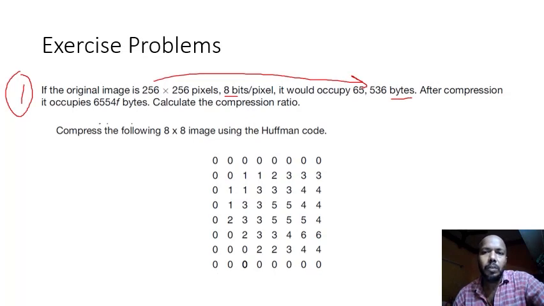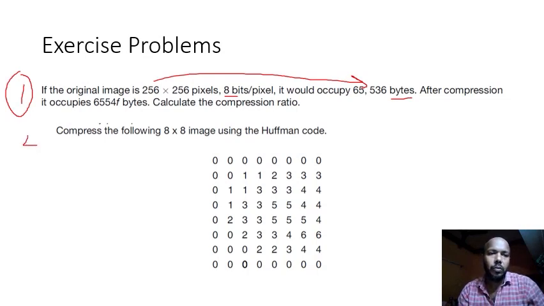Suppose after compression it occupies 6554 bytes. So now we have to calculate the compression ratio. Compression ratio means comparing one compression algorithm to another one. So we have to divide: before compression, what is that, after compression, what is that. If you do this, you will get an answer. This is the compression ratio related to the first problem.